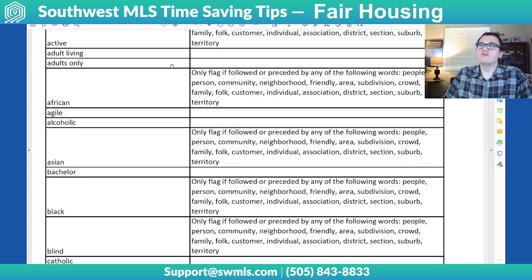So I'll pull up our word list that we actually use here at Southwest MLS. You'll see, for example, the word Asian doesn't just automatically flag on its own. It only flags if it is followed or preceded by words like people, person, community, neighborhood, etc. So saying Asian design or Asian garden or things that are describing the property are not an issue. It's when you use words such as Asian people or Asian association or Asian subdivision that you're crossing that line into discrimination, and that is what our system proactively checks for.